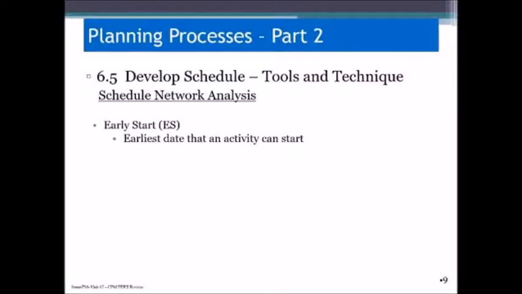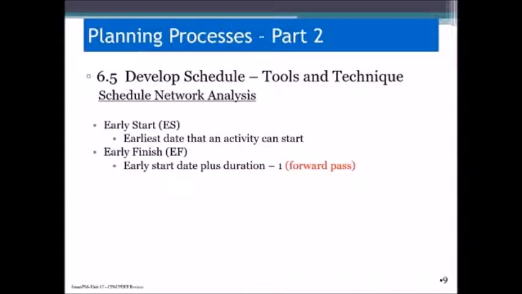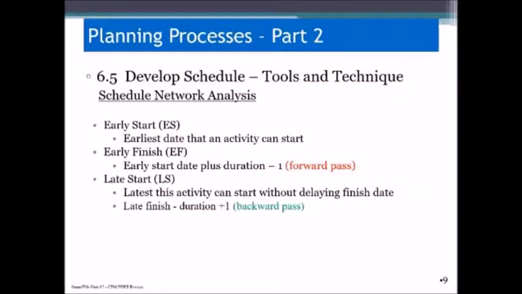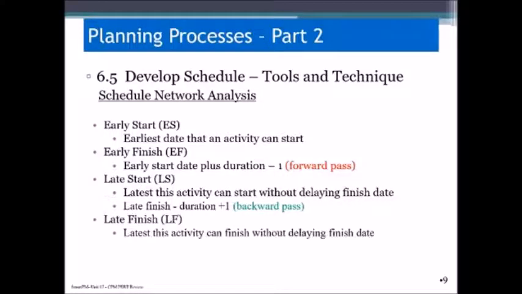Under network analysis, we've determined a number of characteristics of each activity, starting with the early start. The early finish can be computed using the forward pass calculation: early start plus duration minus 1. We also have the late start, which could be computed using a backward pass, but we need the late finish: late finish minus duration plus 1. Using the backward pass gives us the late start.